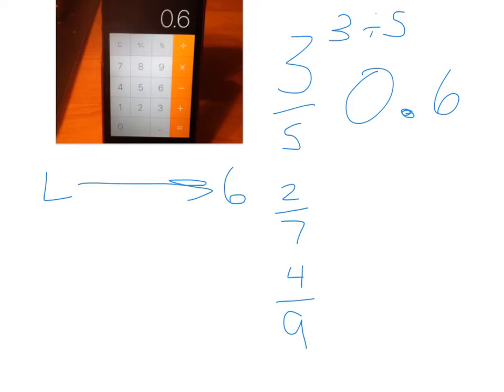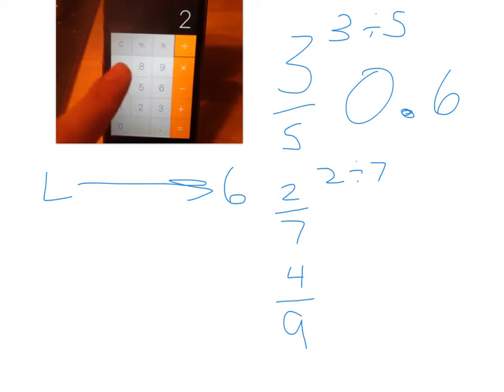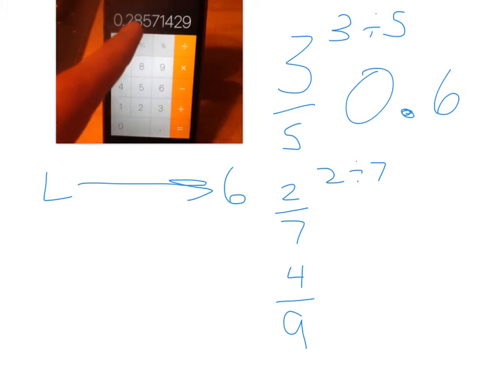Now, on the second one, again, 2 divided by 7. Let me clear my calculator. 2 divided by 7 equals. Now you see it gives me a real big number. I'm just going to take the first two digits. So 0.2, that should be a 9 because you see the 8 would round up to a 9. So it's 0.29.